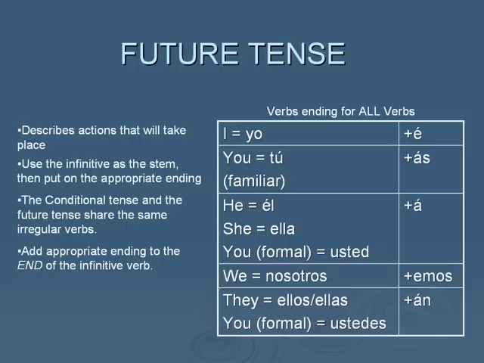The future tense is used to describe actions that will take place. These are the endings for all verbs, AR, ER, and IR. There are only 12 irregular verbs in the future tense. The difference with the future is that instead of taking off the AR, ER, and IR, you leave the verb intact and then you add the appropriate ending.